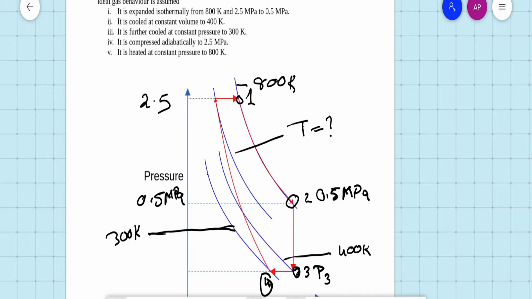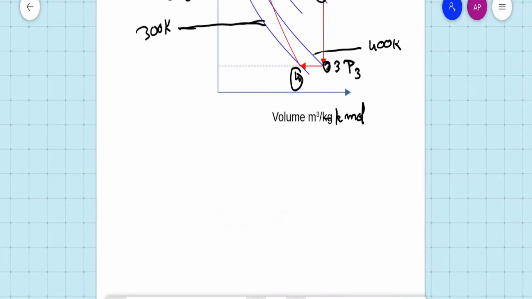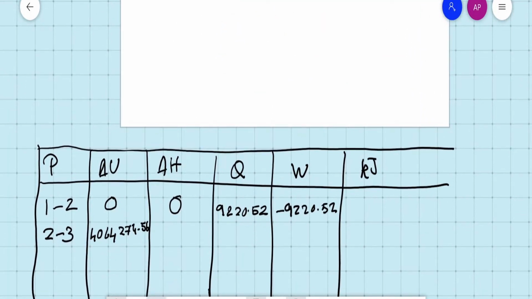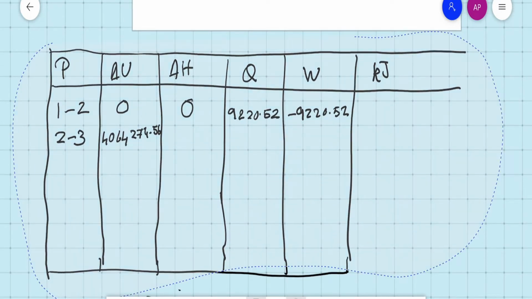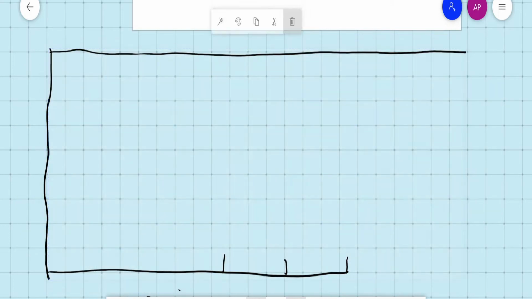To solve this problem, we should know the temperatures at each and every state, that is state number 1, 2, 3, 4 and 5. What we do not know here is the temperature at state 5. And we do not know the pressure at state 3. So let's get about calculating that first. Let's start the calculations.